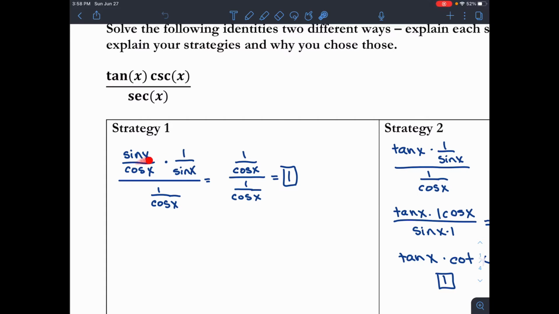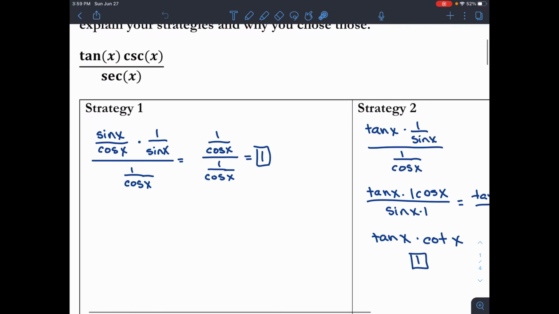So what we can do is multiply these two. When we do, we see that the sine x and sine x cancel out, and all we are left with is 1 over cosine x, and this denominator stays the same. So you have 1 over cosine x over 1 over cosine x, and because we are dividing something by the same thing, we get that the answer is 1.